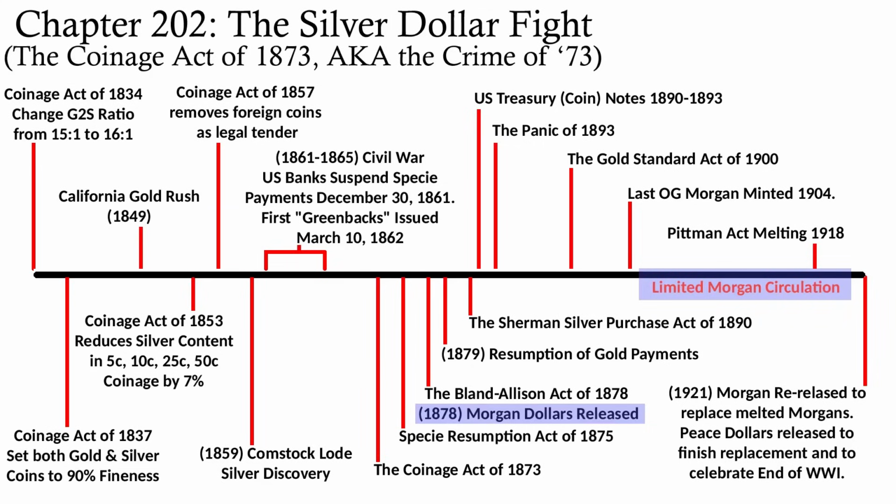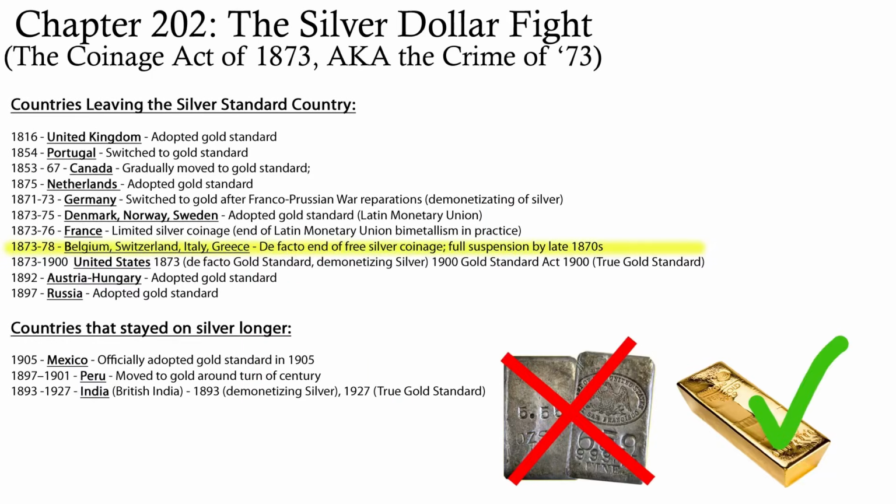It was thought that after the gold rush, there was enough gold to now back the dollar solely by gold and drop silver. So you can see here the countries that were leaving the silver standard at the time. You can see Canada in 1853 to 67, Netherlands in 1875, and there was a lot of pressure from Germany, Denmark, Norway, Sweden, France, Belgium, and other states that the United States commonly traded with.